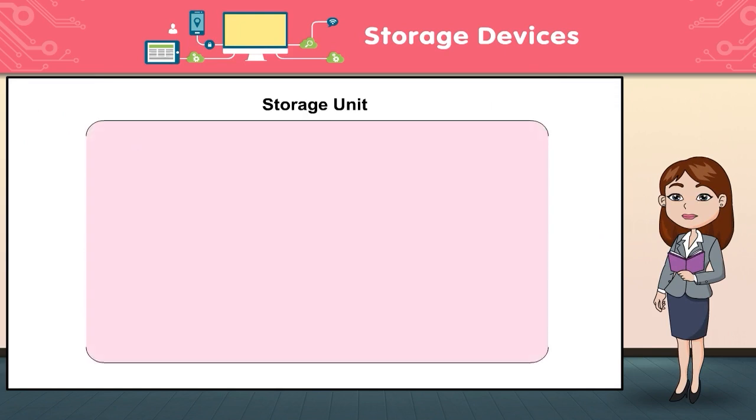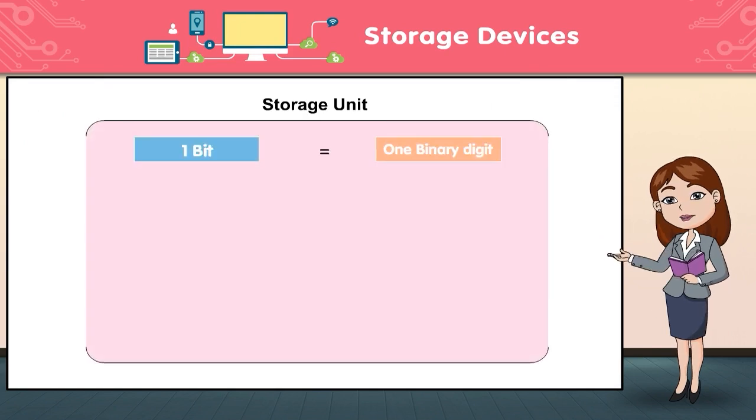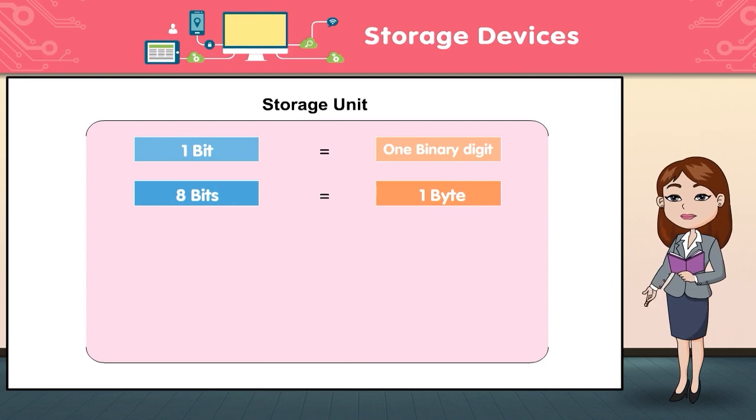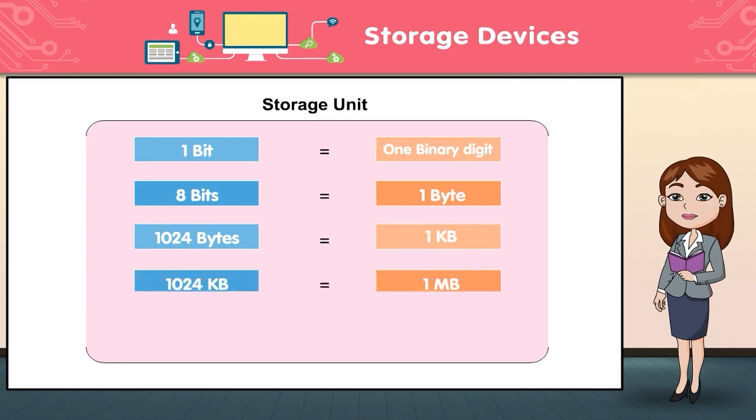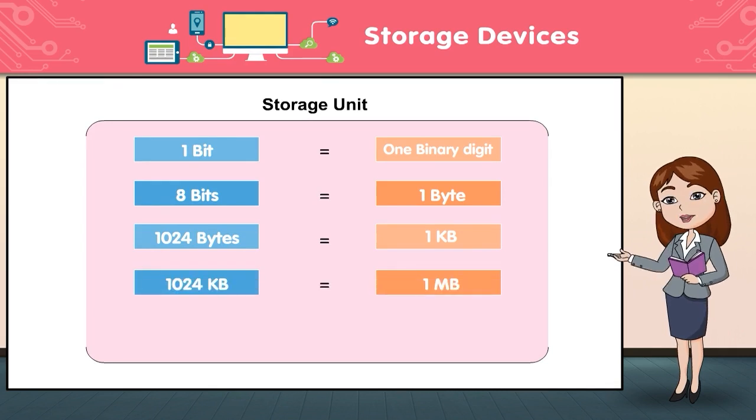Storage unit. 1 bit is equal to 1 binary digit. 8 bits is equal to 1 byte. 1024 bytes is equal to 1 KB. 1024 KB is equal to 1 MB. 1024 MB is equal to 1 GB.